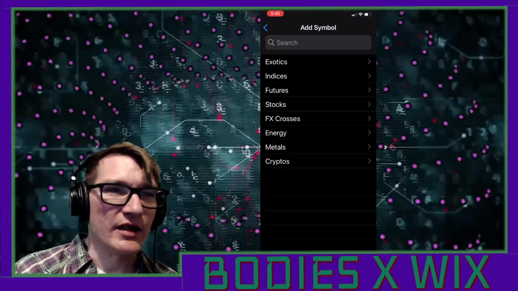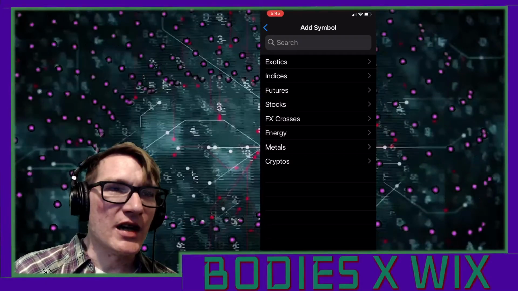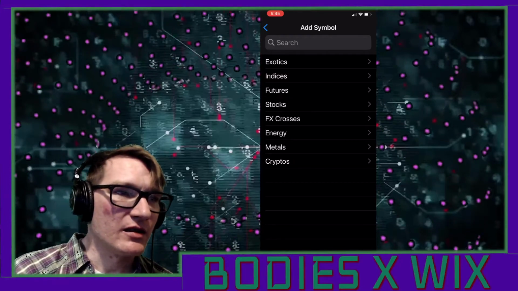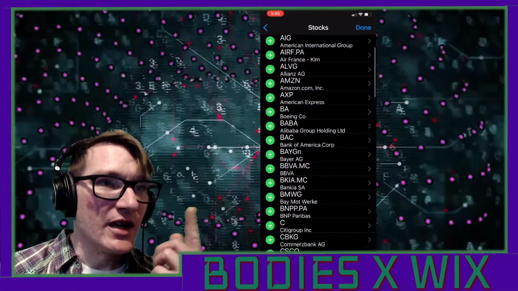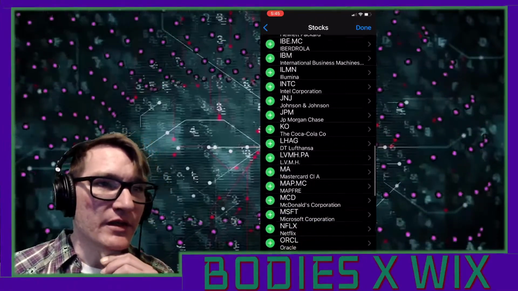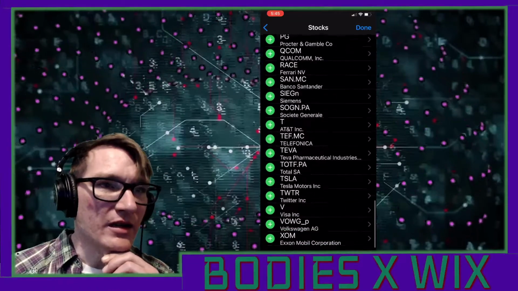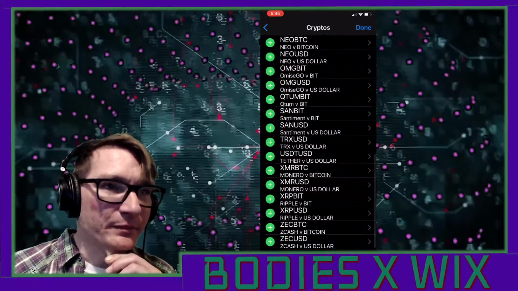Futures, I haven't really checked out futures, to be honest. I really need to check it out. Stocks, it has a whole lot of good stocks. Actually, I should go ahead and play through it, because I actually go through some of these. I click stocks right now. Here are all the stocks it has. Big ones like Google, Amazon, Twitter, things like that.